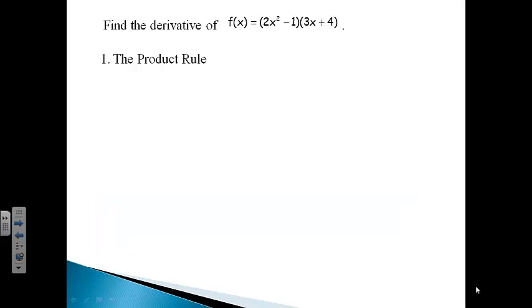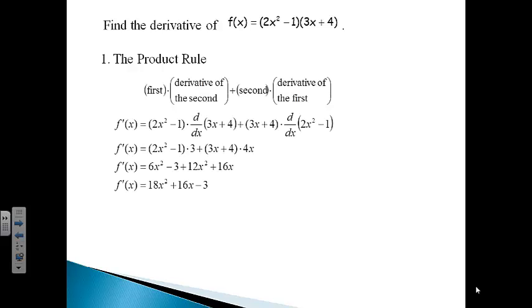So here's an example. We have two functions, 2x squared minus 1 times 3x plus 4. So we take the first, and then we do the derivative of the second, plus the second times the derivative of the first. So you can see here that what we did is you have the first, which is 2x squared minus 1, you leave that alone, and we're going to times the derivative of the second, the 3x plus 4, and then for the second term we flip that around.